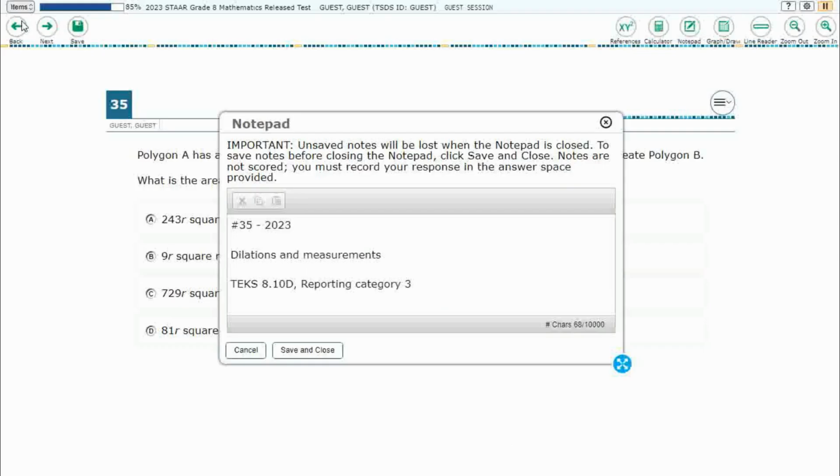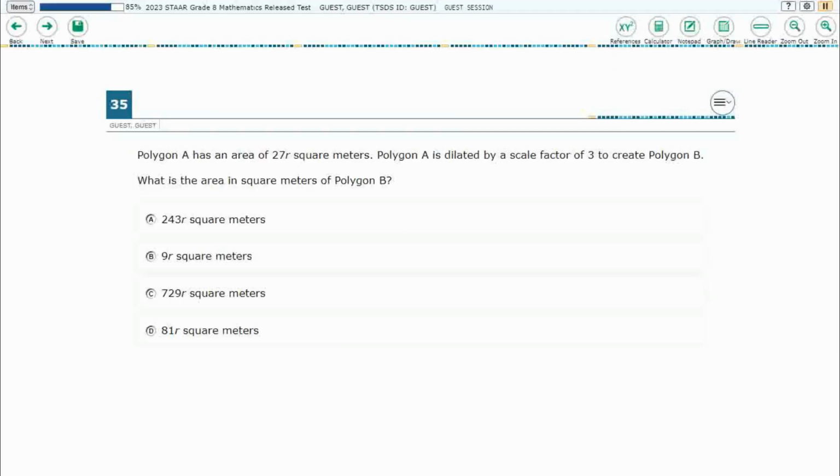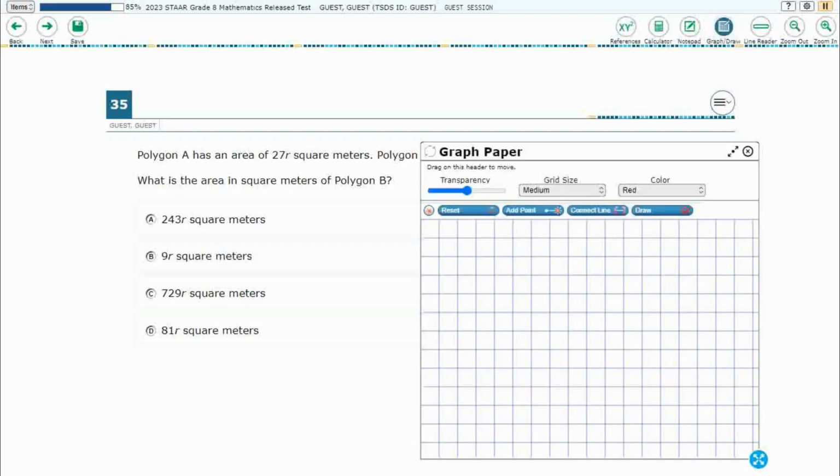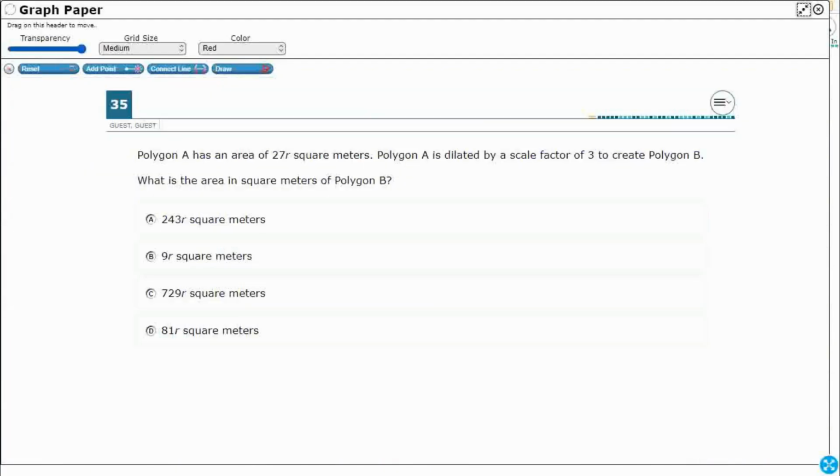Number 35, we are looking at dilations and measurements. This is standard 8.10D in reporting category 3. So we have a polygon with an area of 27 square meters, and polygon A is dilated by a scale factor of 3. Polygon B, okay, so I don't know what these polygons are, but 27 square meters.